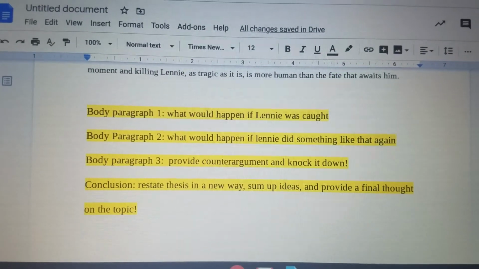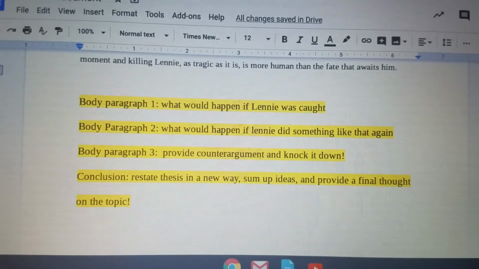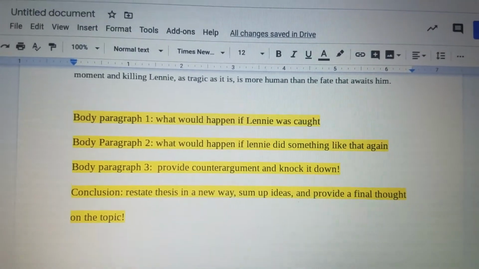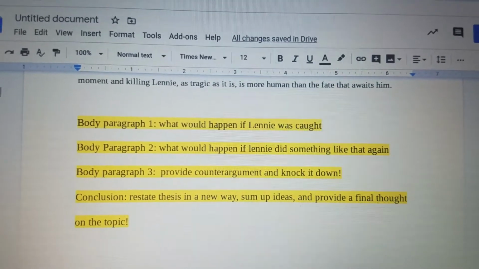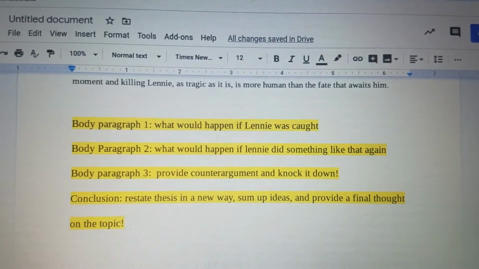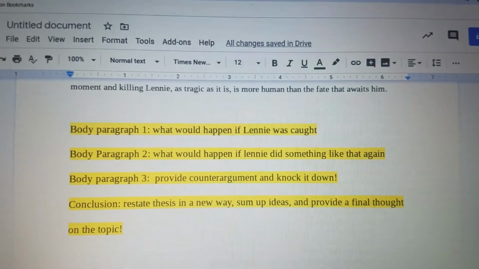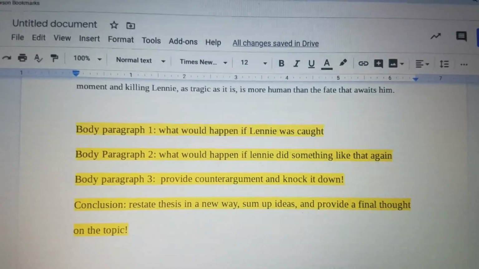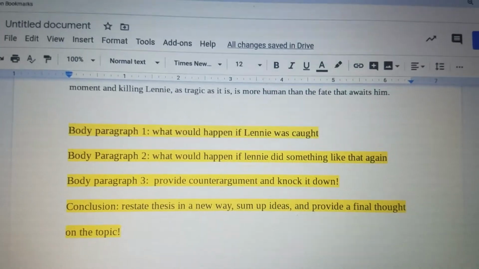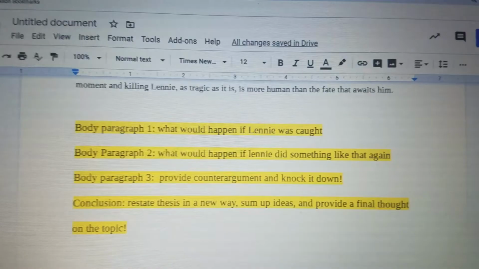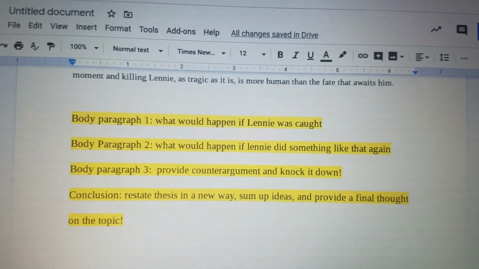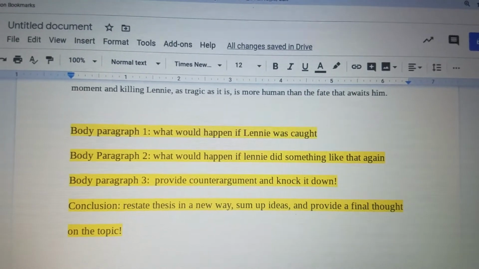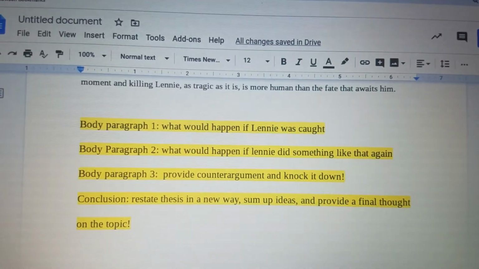And then body paragraph 3, I would provide a counter argument. So if I'm saying he was justified, in body paragraph 3, I have to think about the opposite. I have to think about, okay, his actions were not justified, and what someone would say if they were saying that. And then I have to knock down that argument. So someone might say that he shouldn't have killed Lenny because this, and this, and then prove why those thoughts are wrong. And you want to be careful here because you don't want to be redundant with what you've already said. So make sure that you've thought out something new or different to add to this conversation.